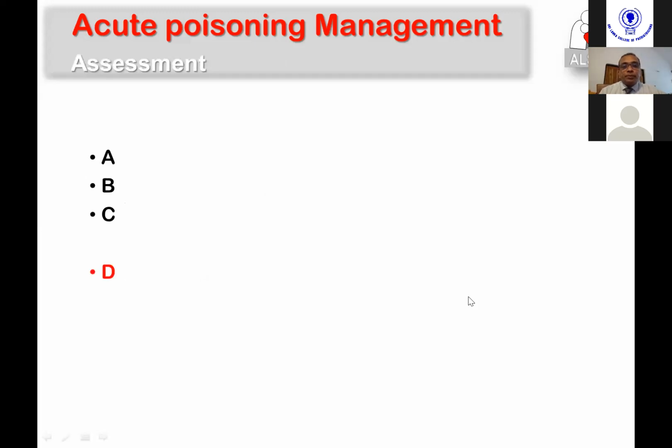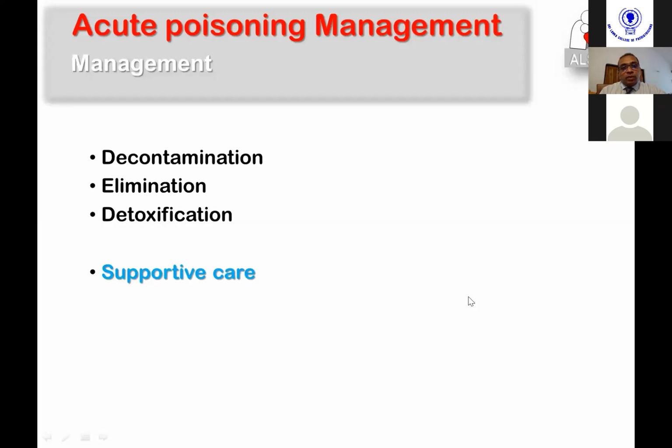When you manage poisoning, we have to go through the same protocol as we manage other emergencies. If resuscitation is required, you go through ABC, and the specific management of poisoning comes under D. So what are the steps of managing poisoning? There are three main steps: decontamination, elimination, and detoxification. And supportive care comes in addition to the specific management of poisoning.